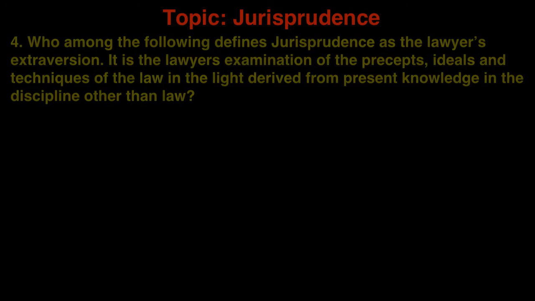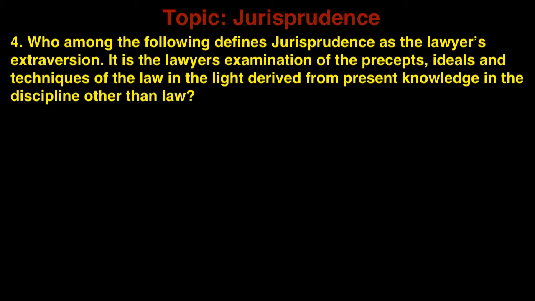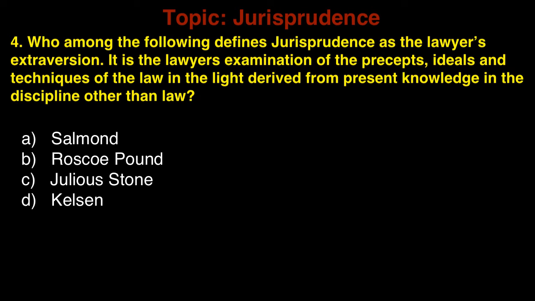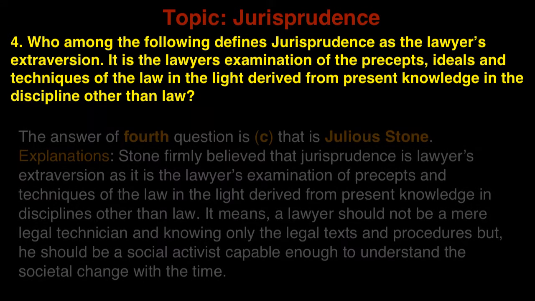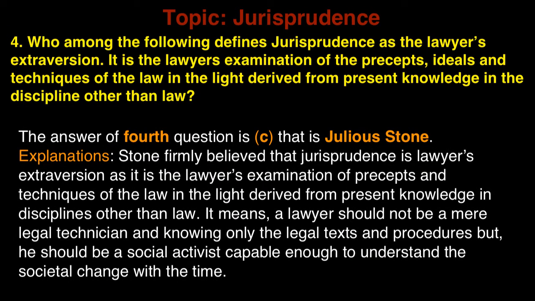4. Who among the following defines jurisprudence as the lawyer's extraversion? It is the lawyer's examination of the precepts, ideals and techniques of the law in the light derived from present knowledge in disciplines other than law. A. Salmond. B. Roscoe Pound. C. Julius Stone. D. Kelsen. The answer of fourth question is C, that is Julius Stone.